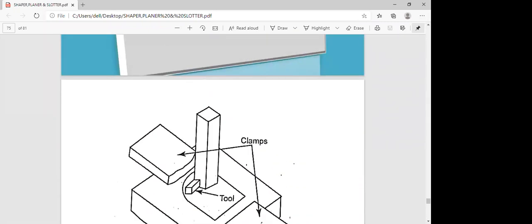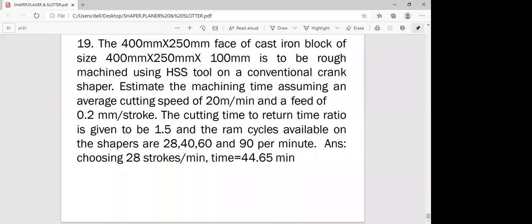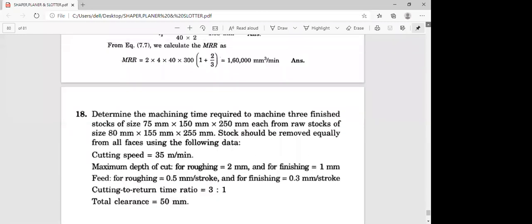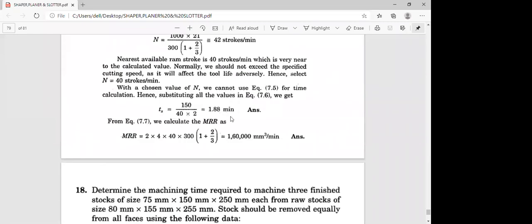Keep this in your PPT and try to solve these problems also. If it is unsolved in the PPT or PDF, try to solve it. You've got 1.88 minutes, and substitute all the values given, depth and everything. This is the number of strokes, this is the depth of cut, this is the feed into length of cutting stroke into (1 plus m). You will get some value, 1,60,000 mm cube per minute. So we'll leave it here.